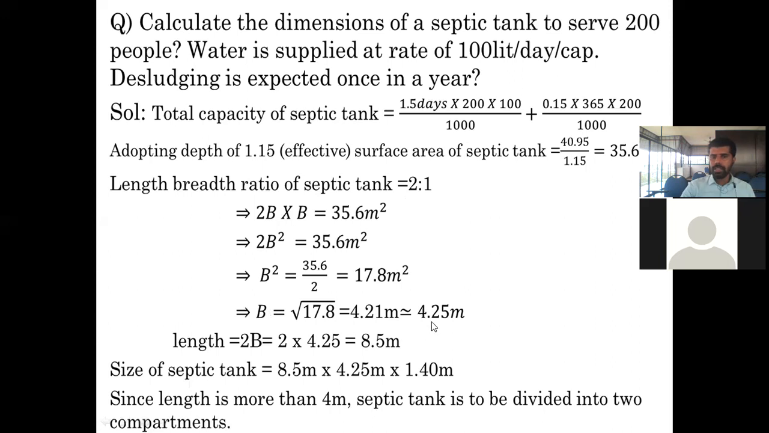From there we can find the breadth. Length is 2 times b. So multiply by 2, you will be getting 8.5. So the length, breadth and height of the septic tank is found by the water supply method.